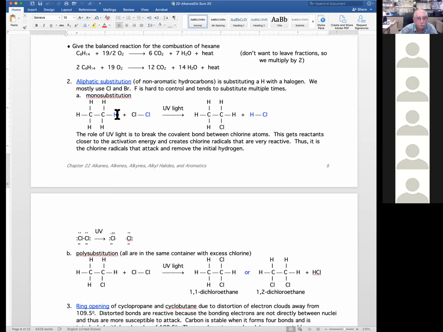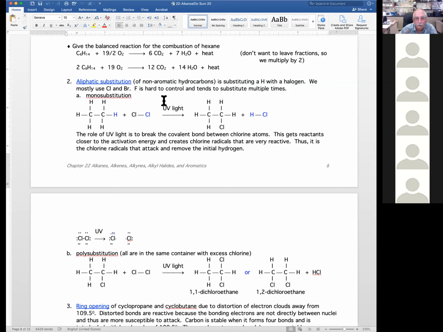So all I'm going to do is take one of these hydrogens off and replace it with a chlorine. You notice how I switch this up? If you look at this molecule right here, every single hydrogen here is identical. So one of the hydrogens gets replaced with the chlorine. Now, what happens to the other chlorine and the hydrogen that I took off? Well, it forms a small molecule, hydrogen chloride.